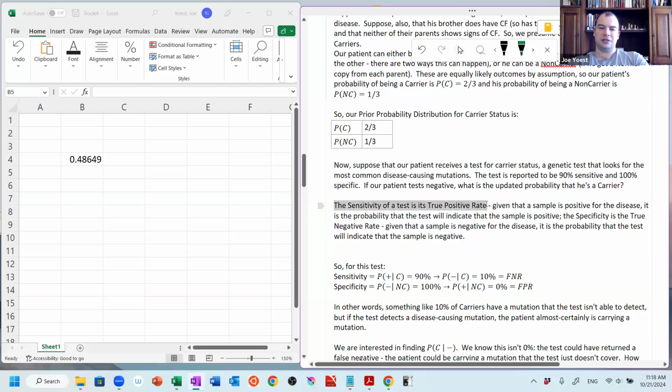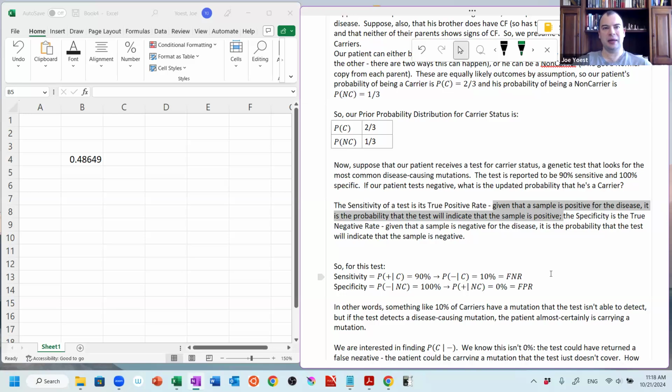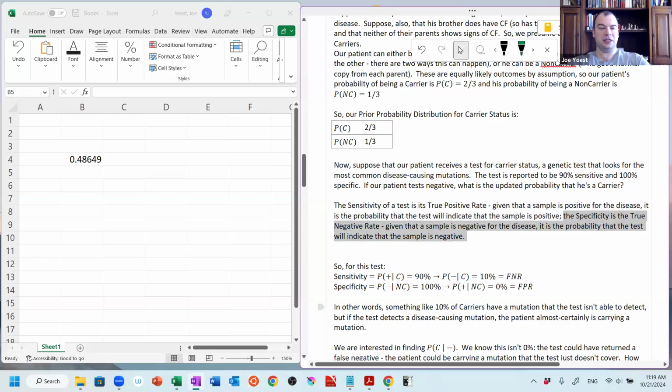Well, the sensitivity of a test is its true positive rate. So we would say, given that we know a certain sample is positive for the disease, what's the probability that when we put it through our test it will indicate that it's positive? The sensitivity is the ability to pick up a true positive. What's the specificity? It's the true negative rate. It's saying, given that we know for sure that a sample is negative for the disease, we run our test and ask, is the sample negative? It's the probability the test correctly indicates that the sample is negative.